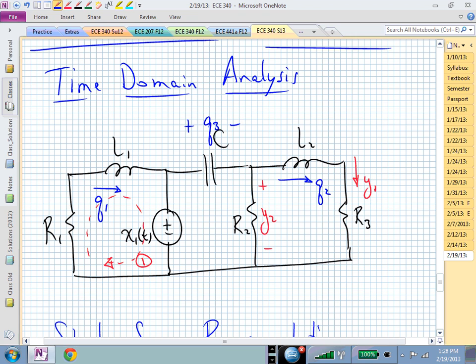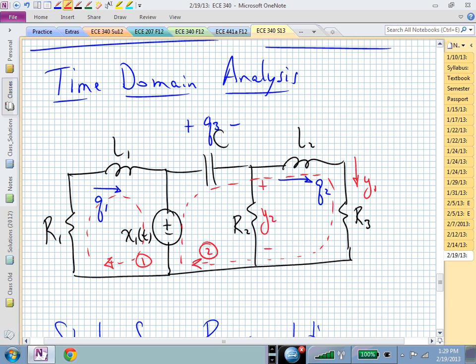But if I looked at a super mesh, then I would have everything I need, right? If I simply now look at this super mesh, I can avoid the current associated with R sub 2. I don't have to worry about that since I don't have that in terms of my state variables. But I may need it. But for now, I can avoid it.